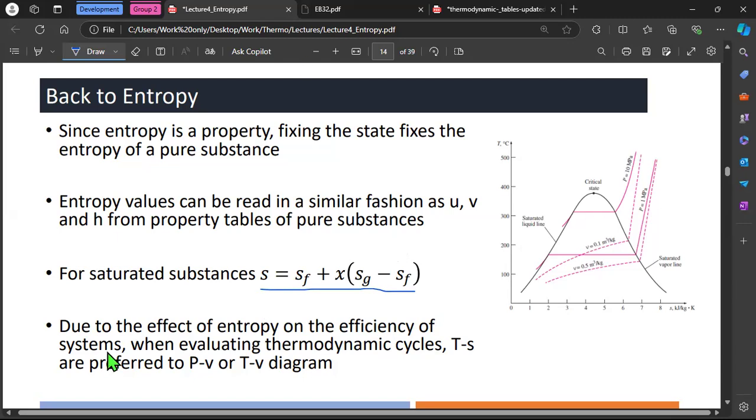Is that okay? Now, what we are seeing is that because of the effect of entropy on the efficiency of systems, remember we talked about the fact that entropy helps us determine how efficient our systems are. If we have a system that is reversible, we have a high efficiency. If it's irreversible, or if there are lots of irreversibilities, we have a lower efficiency, because entropy can be used to determine the efficiency of the system. When we are working with thermodynamic cycles, you're not so interested in pressure-volume diagrams or temperature-volume diagrams, but prefer temperature-entropy diagrams. Is that okay? Because we work a lot with temperature, we want to see the effects on entropy as well.